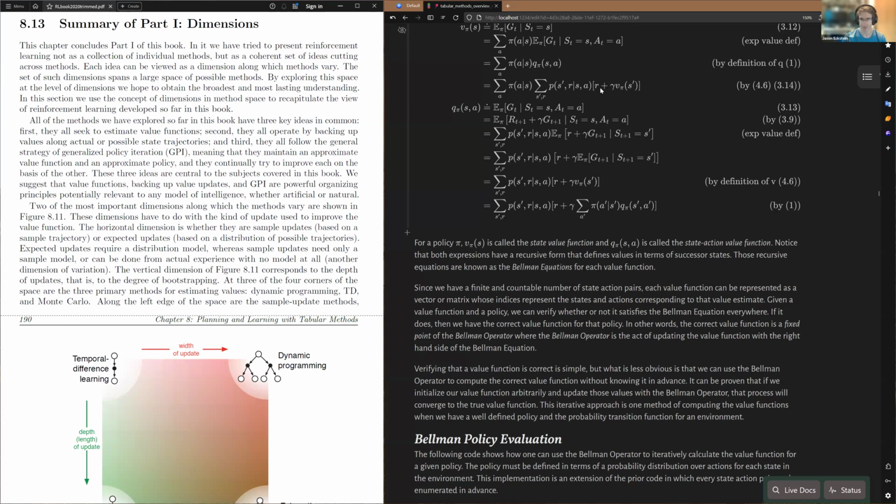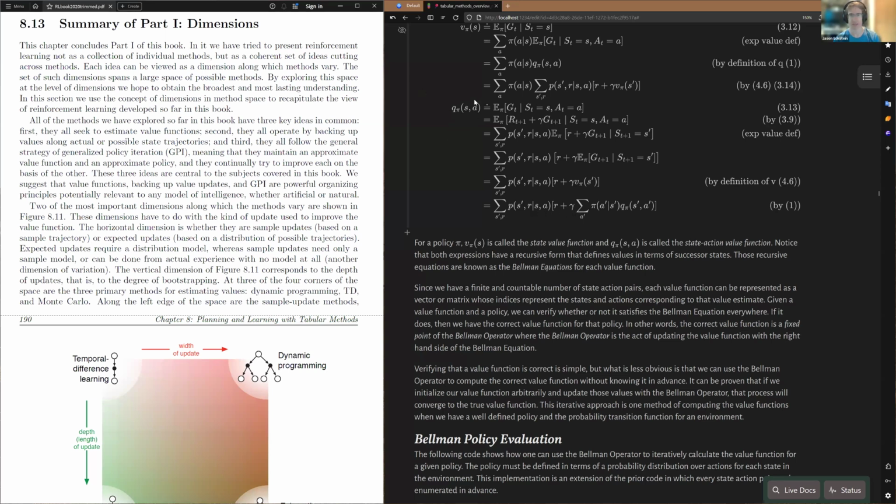Now, what is less obvious and what is proven in the book is that you can convert this from a check of correctness into an operator that you can apply. So in other words, you can actually go through the state action pairs and you can set this equality at each point, right?